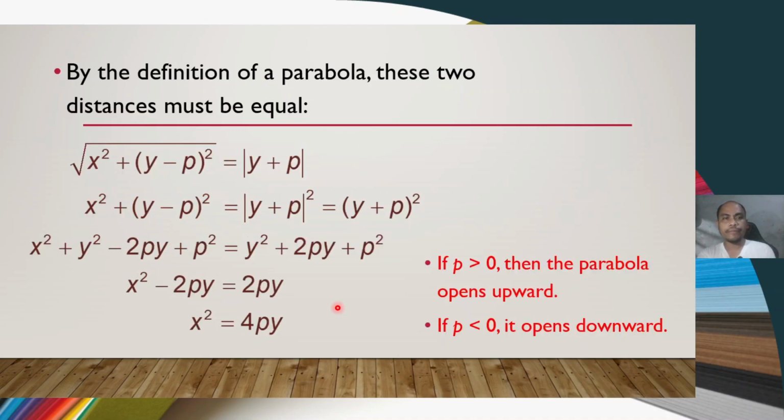Next, by the definition of parabola, these two distances must be equal. No? Yung kaninang sinolve natin at saka yung kanyang distansya. Okay? So if we're going to solve that one, this becomes x squared plus quantity of y minus p to the power of 2 equals to the absolute value of y plus p squared, or equals to quantity of y plus p to the power of 2. Sir, paano nangyari merong 2 dito?